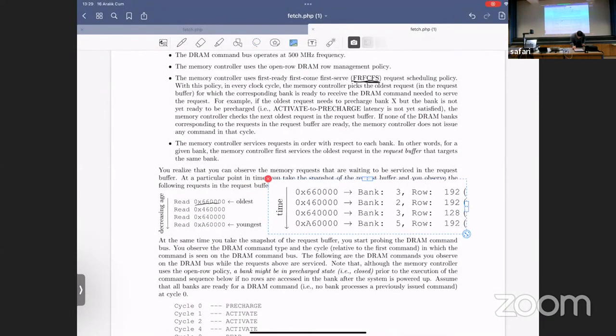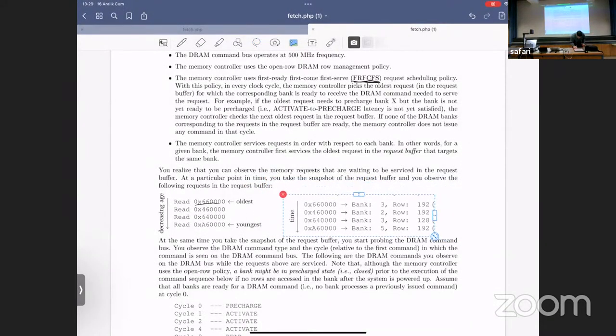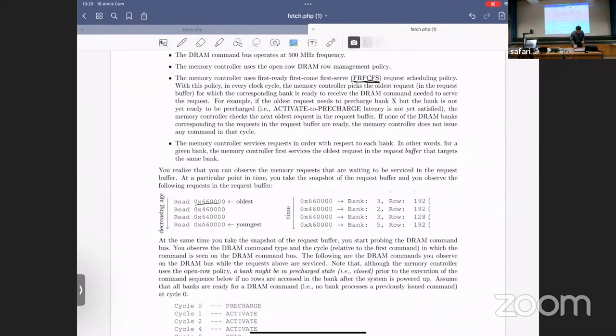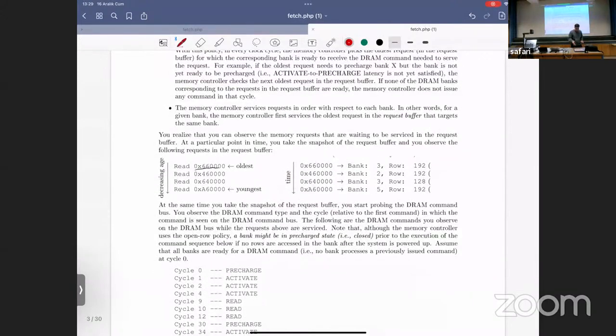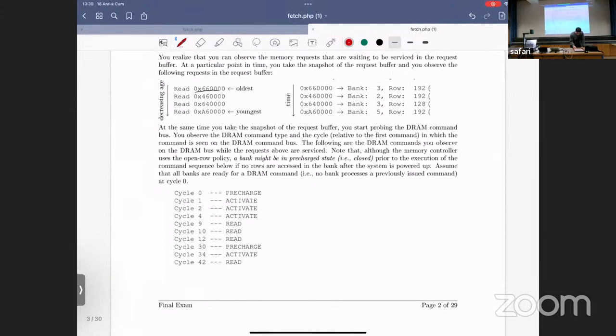If you were to decode the bank and row address bits, these are what you would get for the same requests. This is important because if we're targeting the same bank, we will have different latencies than if we're targeting different banks. The other necessary information is exactly here. These are the commands that the memory controller executed to schedule these requests.